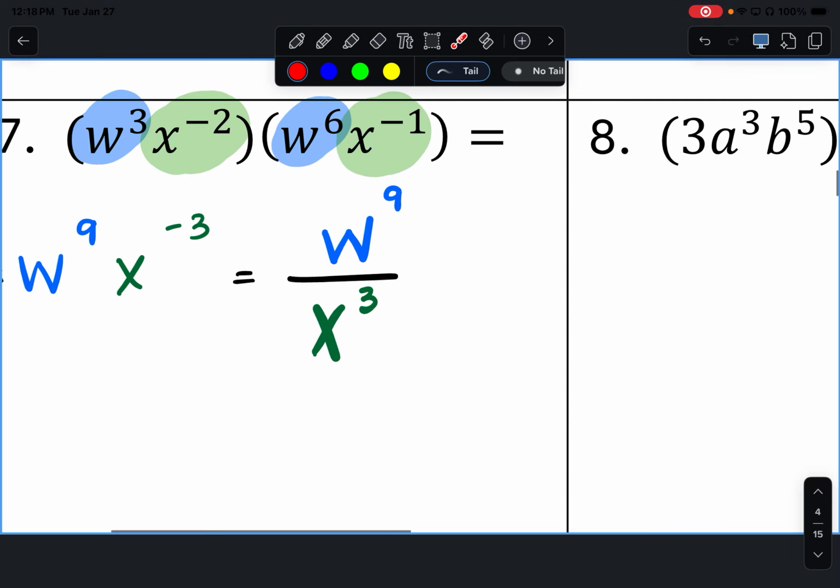Can I though? Why not? Different bases. We have a w and an x. If they're different numbers, we can't simplify them. Okay?